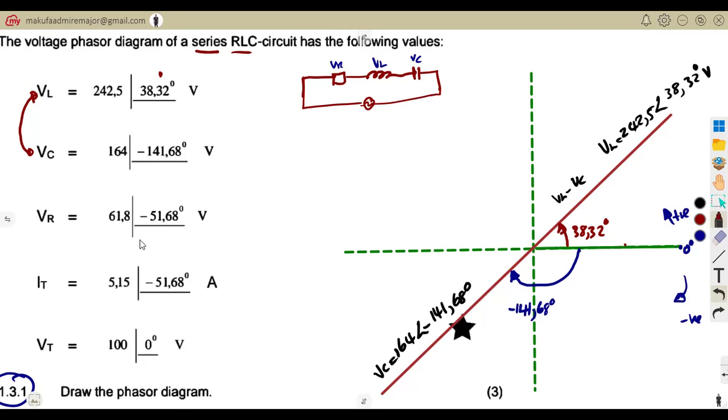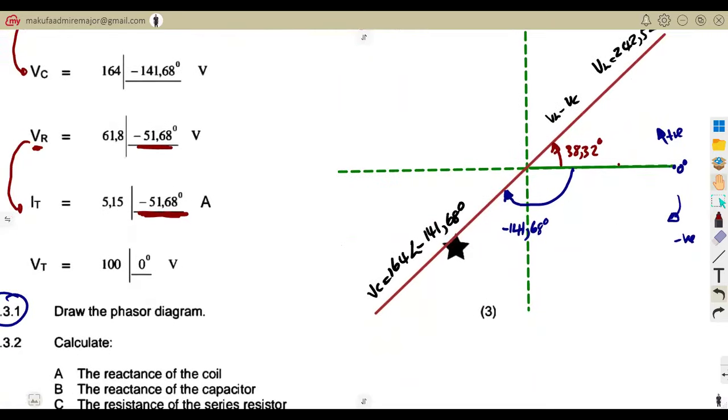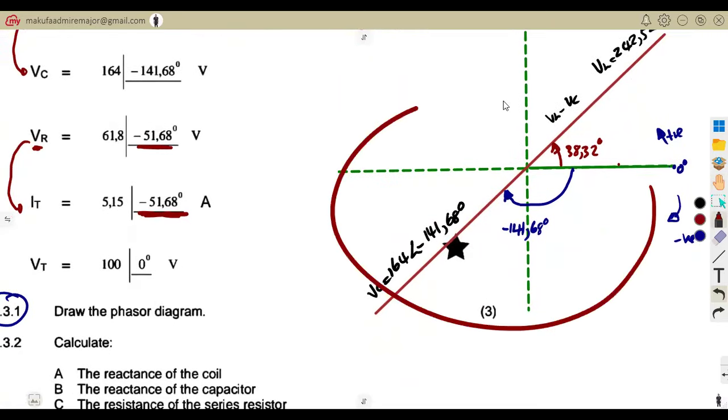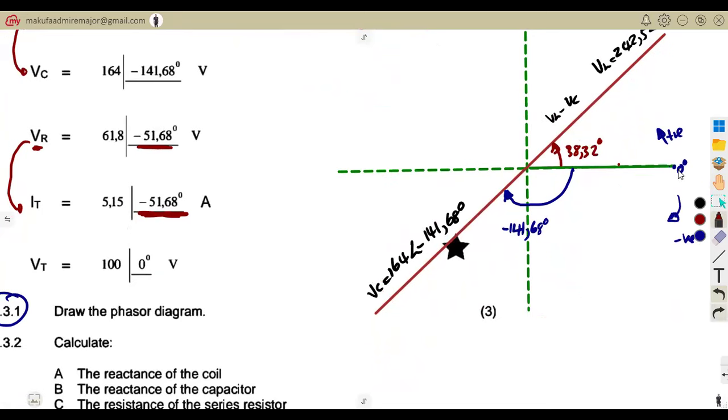Let's move on to another one. We've got VR in that case at an angle of minus 51.68. As we can see, it is exactly in phase with IT because they're at the same angle there. Same phase. Negative angles, we are going in the clockwise direction. So this will be 0, this will be minus 90 degrees. So minus 51 is in between these two, between 0 and minus 90.